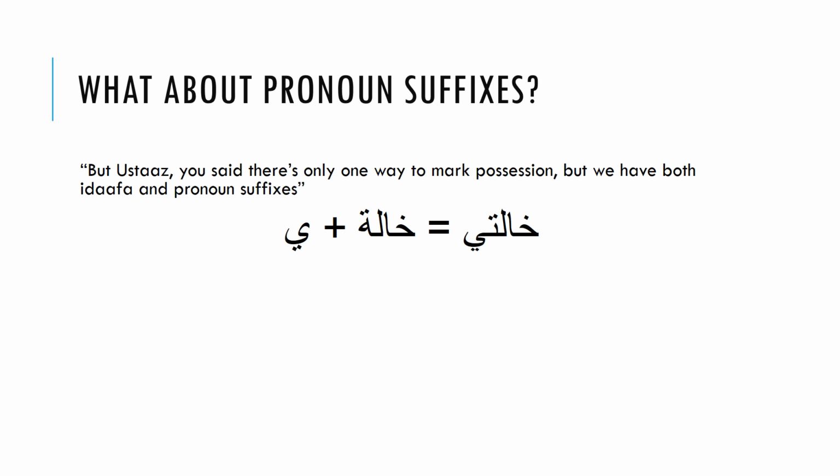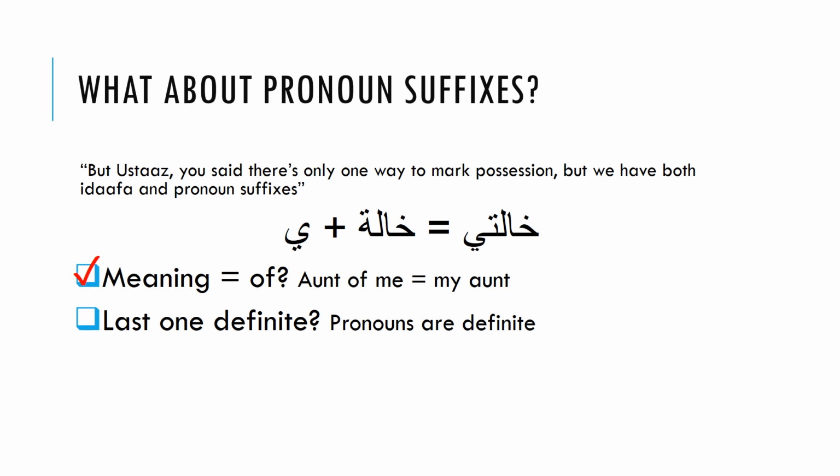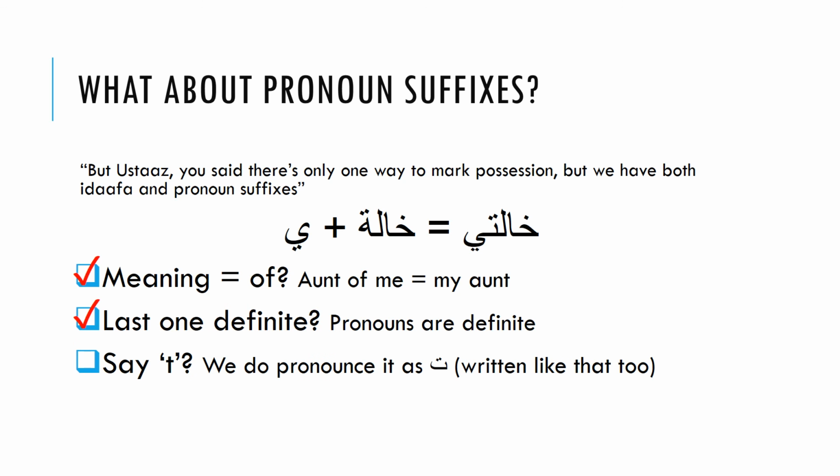Let's think about our rules of the idaafa. Is the meaning of? Yes, it is. It's the aunt of me, my aunt. So check. First rule of idaafa is fulfilled. Is the last part of this two-word phrase definite? Well, pronouns are definite, as I said before, so yes it is. Second rule, fulfilled. Finally, do we say T? We do. We say khalat, right?